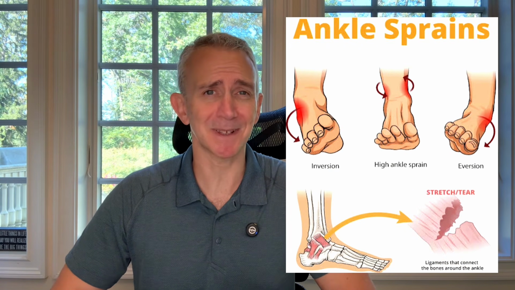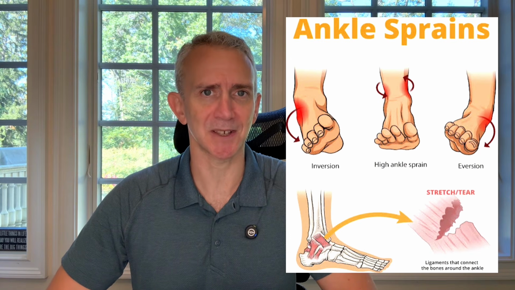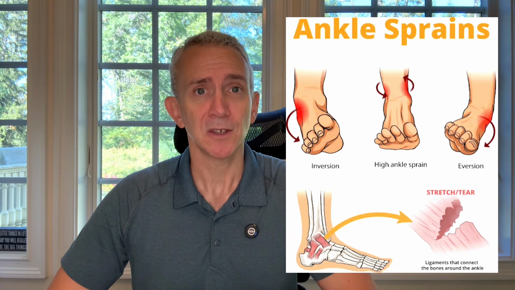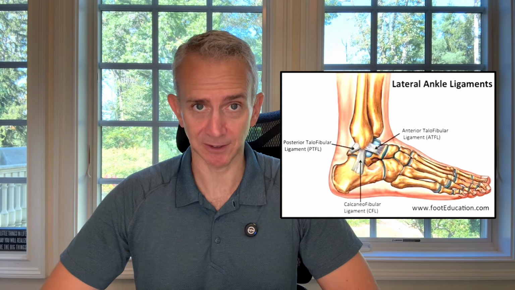So the number one, ankle sprains. Twisted your ankle on the curb, etc. Welcome to the club. Ankle sprains are the most common cause of ankle pain, period. Usually an ankle sprain is going to involve the ligaments on the outside of the ankle.